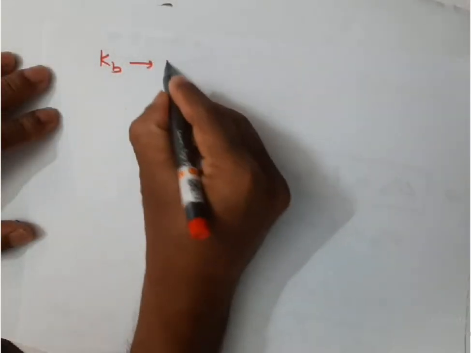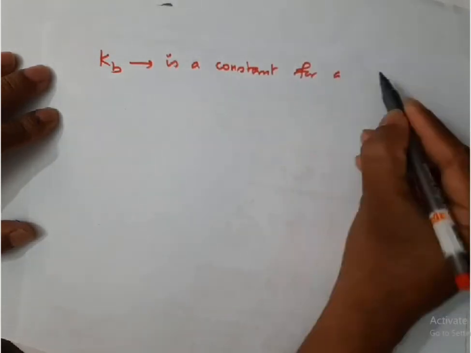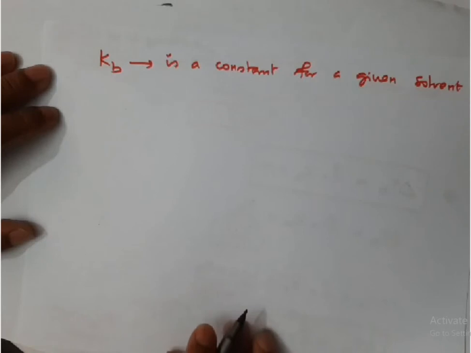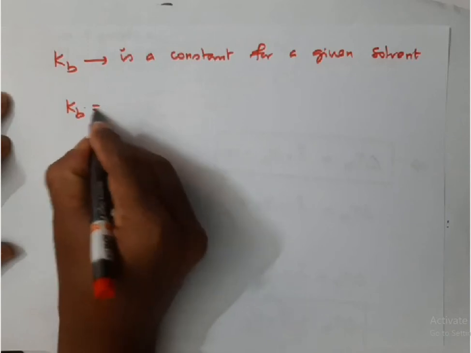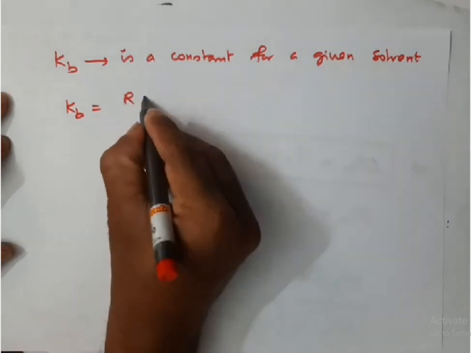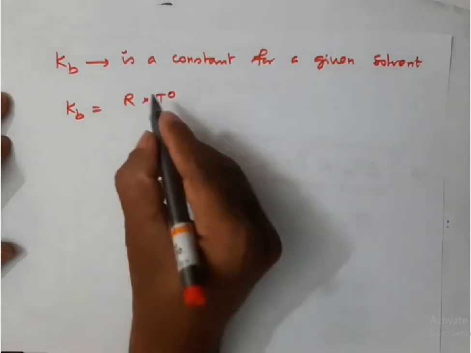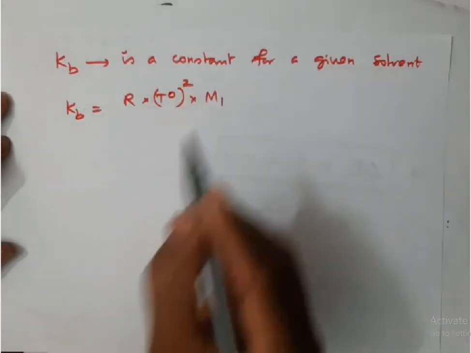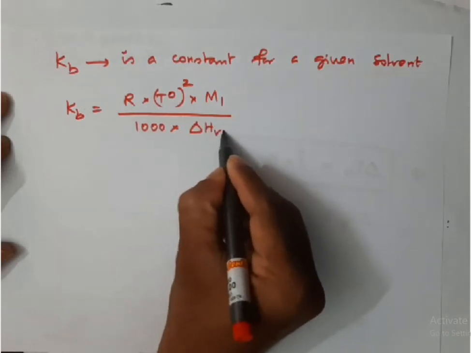Kb is a constant for a given solvent. How to calculate Kb? We have a derivation for this, but I'm not going to do that. Kb equals gas constant R into T naught square, where T naught is the boiling point of pure solvent, into molar mass of the solvent divided by 1000 into enthalpy of vaporization.